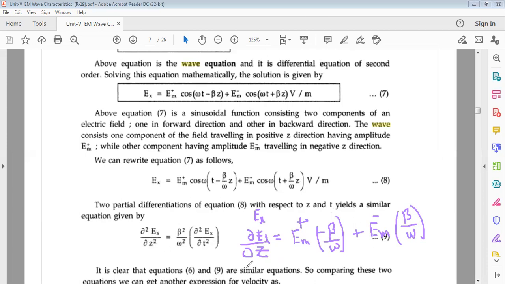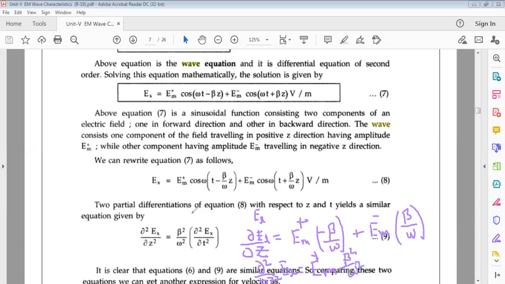Then, dou square Ex by dou z square. The second derivative, now we can apply dou square by dou z square into Ex is equal to, for the same function whatever we got here, this sine function, the cosine becomes a sine here. Again, you can apply the derivative. Em plus, this is a coefficient. Sine becomes again the cos. And the z coefficient is minus beta by omega. Already the minus beta by omega is there, minus into minus is a plus. Beta square by omega square.